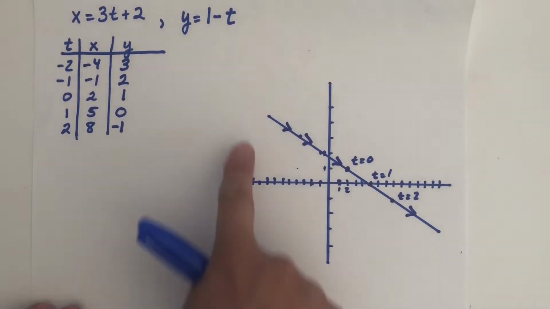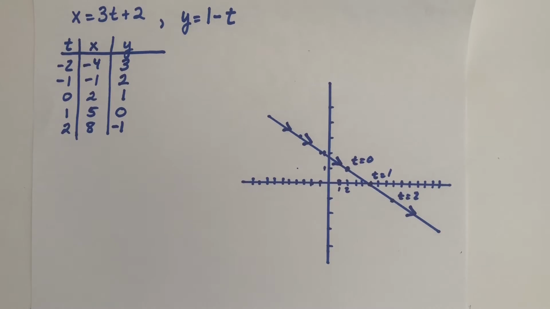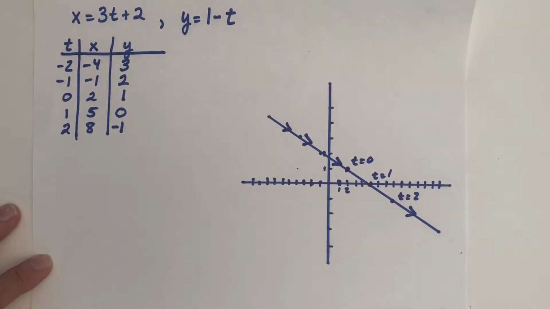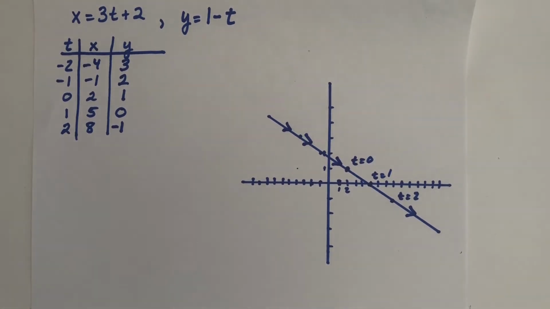Now it looked like it was collinear. Let's confirm that we have a line. In fact, let's remove the parameter so that we can see for sure, based on what we know about equations in rectangular form, for sure that this is a linear equation.